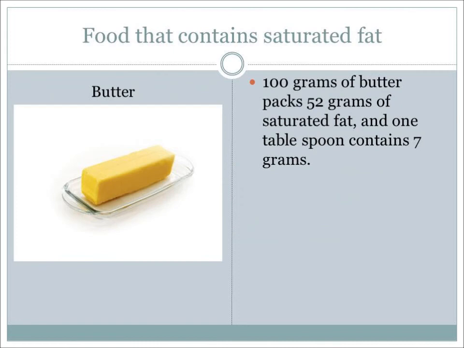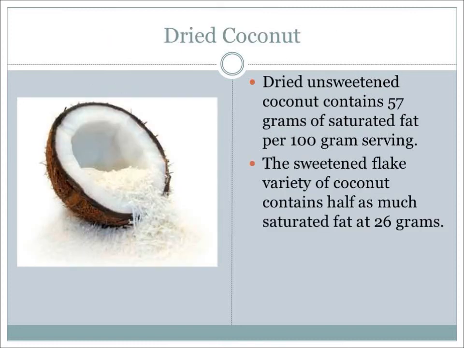Butter is an excellent example to show saturated fats. In 100 grams of butter packs 52 grams of saturated fat, and in 1 tablespoon there is 7 grams. Another example of saturated fat is dried unsweetened coconut, which contains 57 grams per 100 gram serving. The sweetened flake variety of coconut contains half as much saturated fat at only 26 grams.